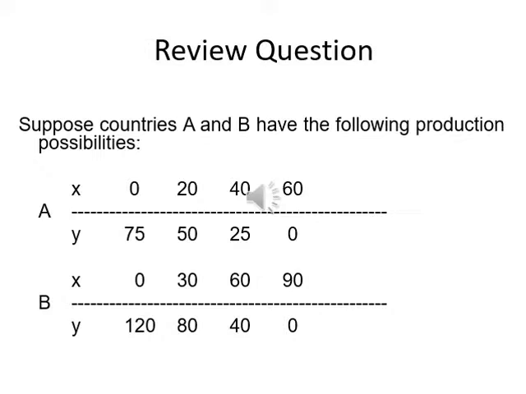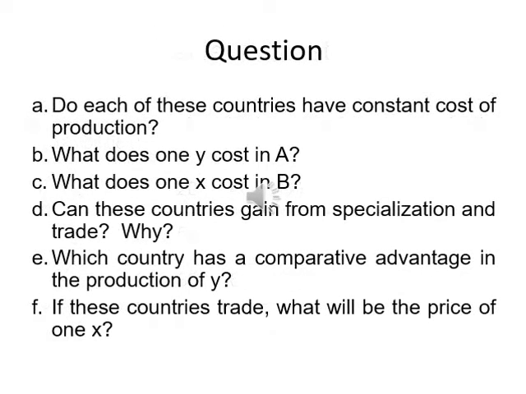Questions. A. Do each of these countries have constant cost of production? B. What does one Y cost in A? C. What does one X cost in B? D. Can these countries gain from specialization and trade? E. Which country has a comparative advantage in the production of what? F. If these countries trade, what will be the price of 1X?